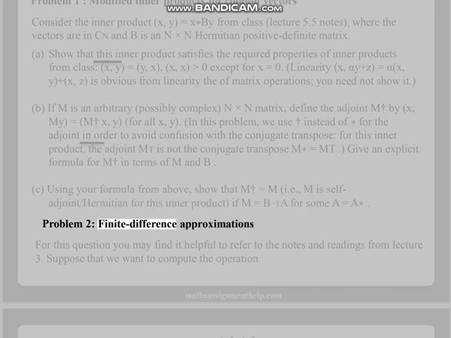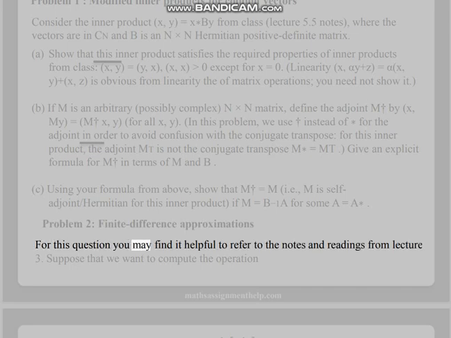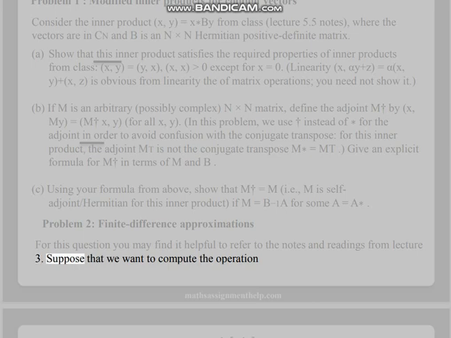Problem 2. Finite difference approximations. For this question, you may find it helpful to refer to the notes and readings from Lecture 3. Suppose that we want to compute the operation.